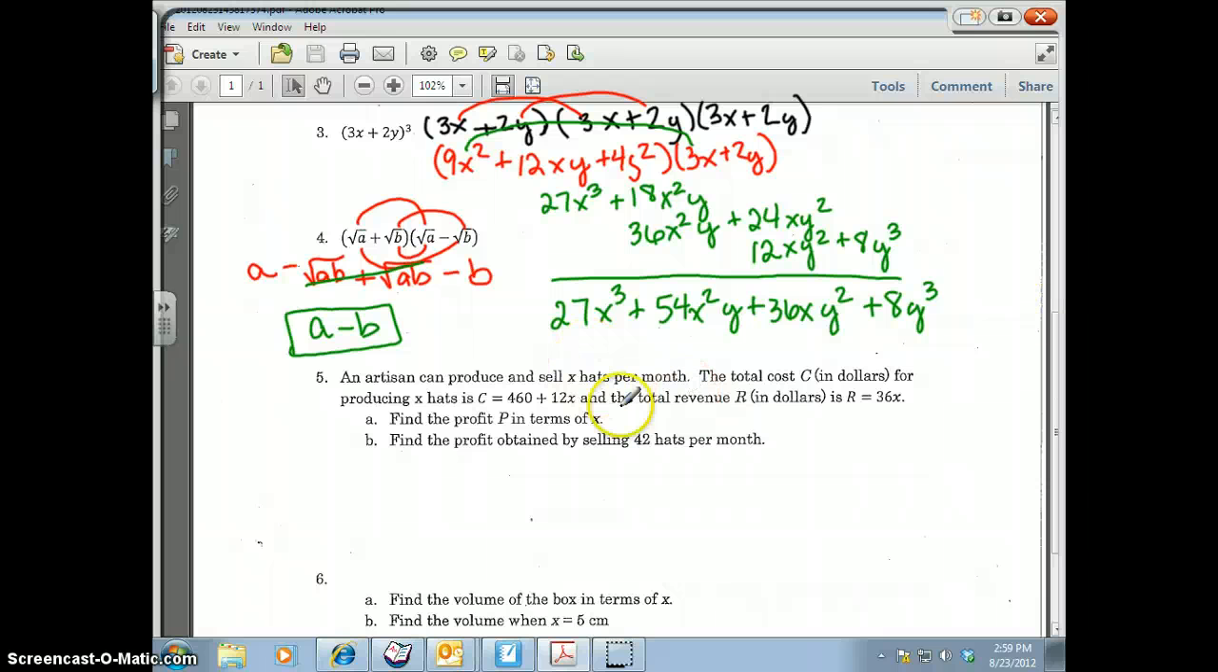Well, the formula for profit is revenue minus cost. So for part A, we take the revenue, which is 36x, and subtract the cost, which is 460 plus 12x. Now remember to put that cost in parentheses because it's minus the whole thing. Now we distribute that negative: 36x minus 460 minus 12.